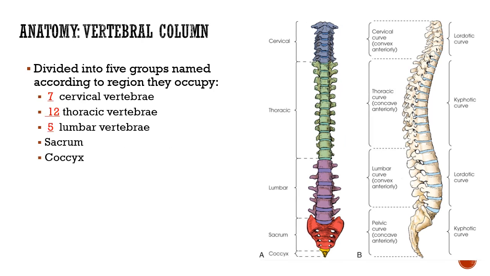The vertebral column is divided into 5 groups named according to the region they occupy. As I mentioned before, there are 7 cervical, 12 thoracic, 5 lumbar, 1 sacrum, and 1 coccyx.